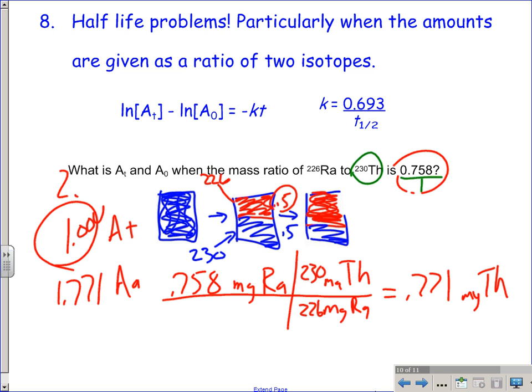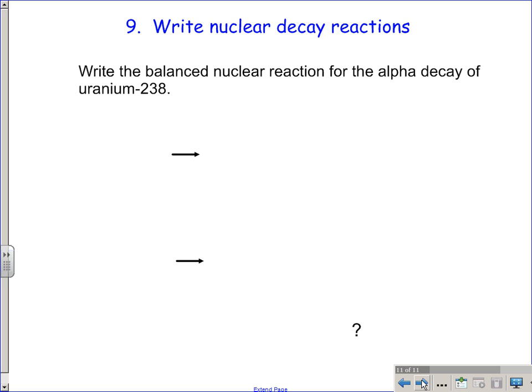So that's how you would do one of these types of problems, because now that I've got that, I can plug this in there, I can plug this in there, and they would have given me the half-life, so I could have solved for k and plug that in there, and I got t. Next idea, writing nuclear decay reactions. Just a couple quick things about this.